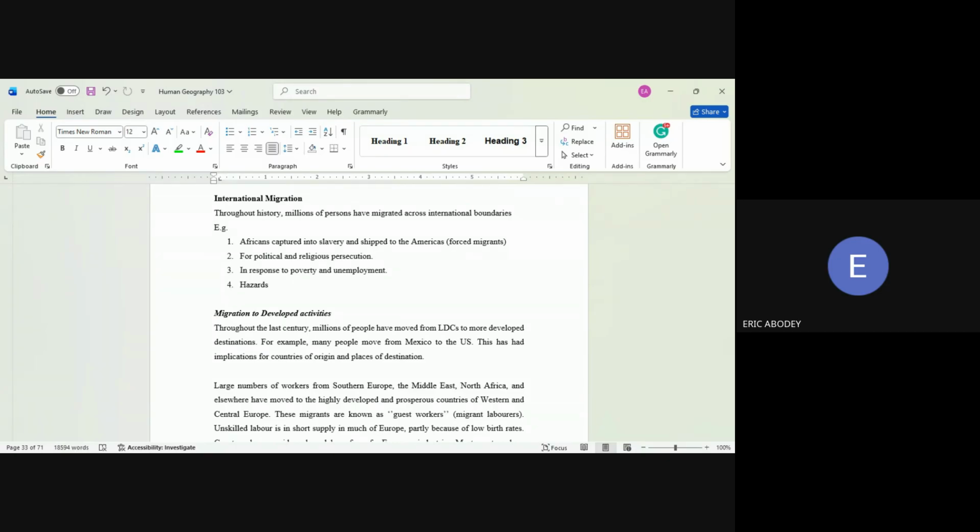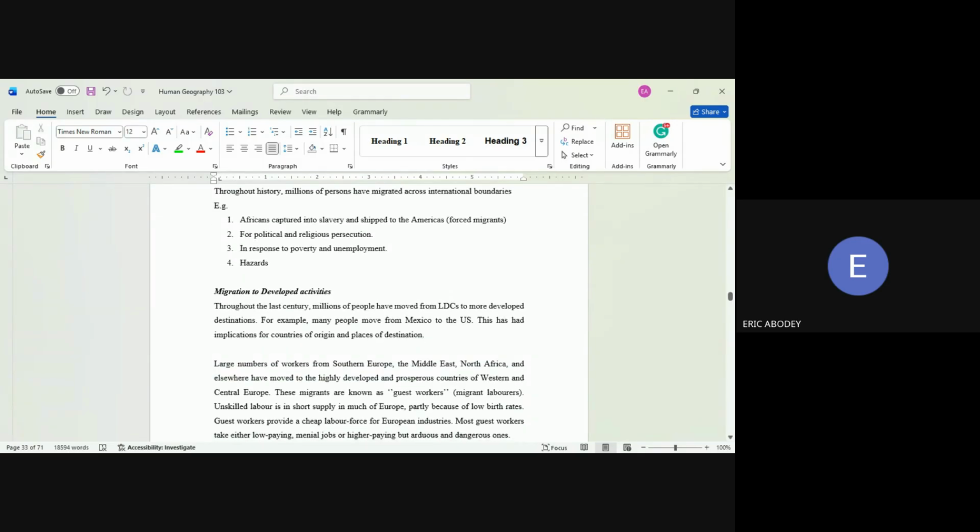Internal migration. Then political and religious persecution. And in response to poverty and unemployment, and also when there is natural hazard, sometimes like landslide, earthquake. These are examples of natural hazard, or flood. You may be forced to move from one place to another.